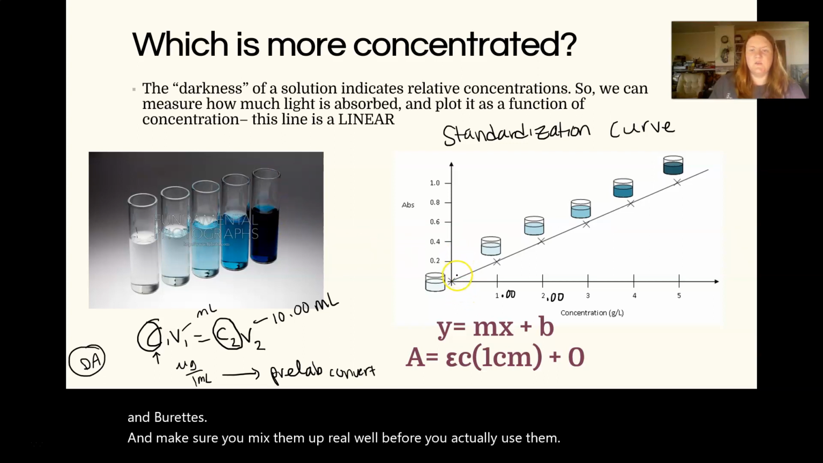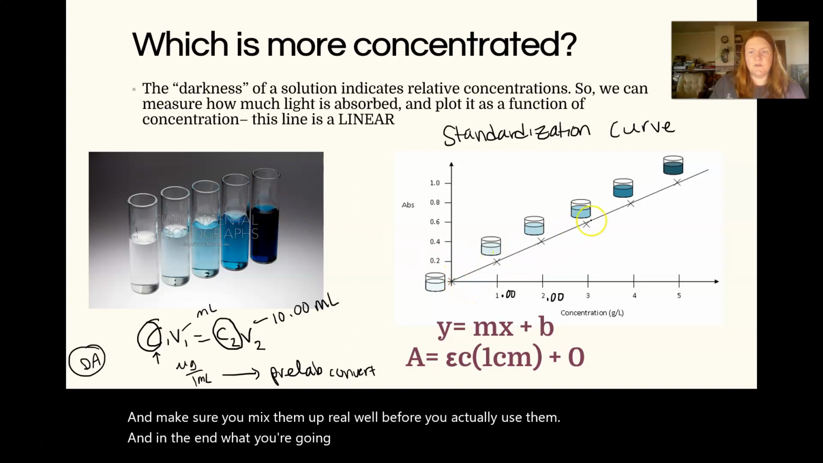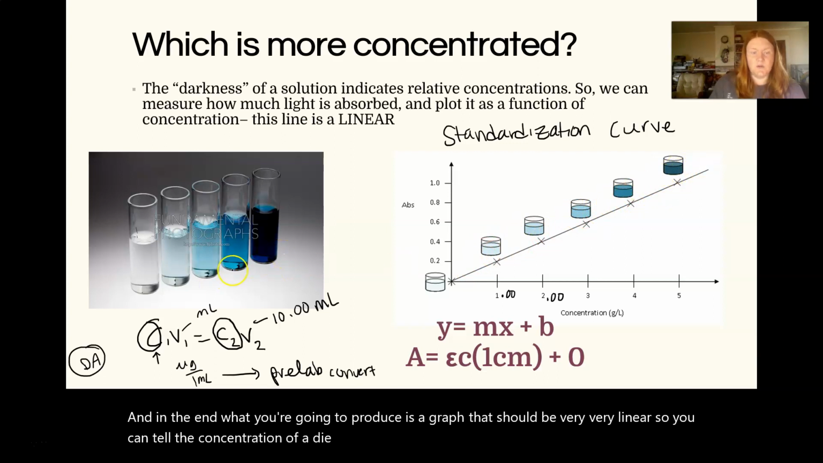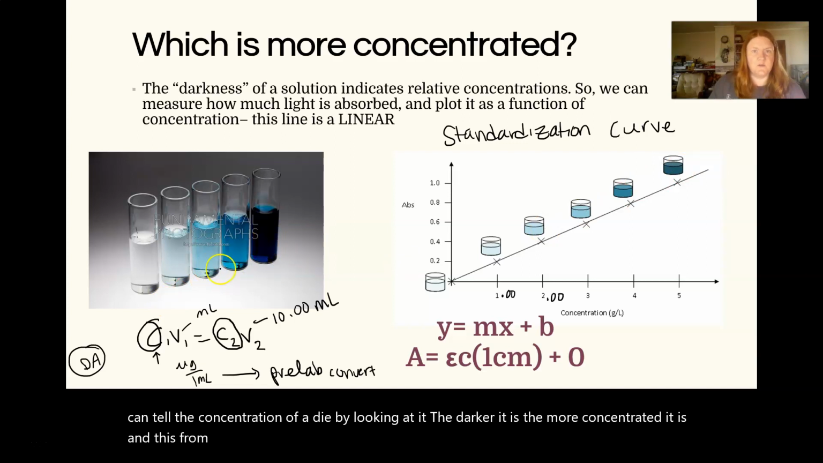And in the end, what you're going to produce is a graph that should be very, very linear. So you can tell the concentration of a dye by looking at it. The darker it is, the more concentrated it is. And you know this from everyday life, right? When you make Kool-Aid, if you put too much water in, you can see the difference.